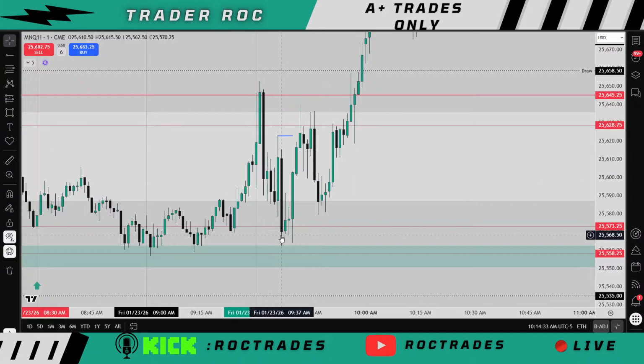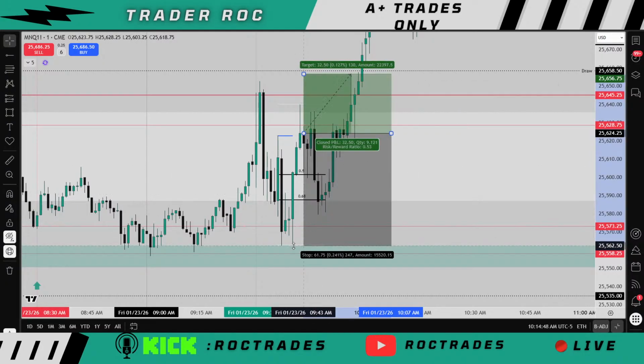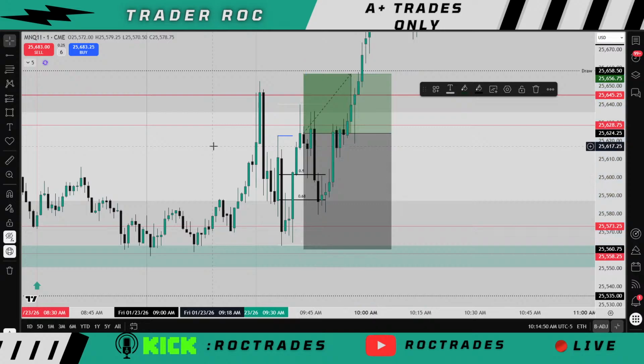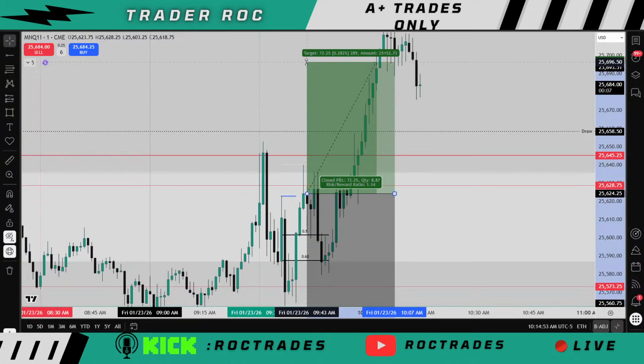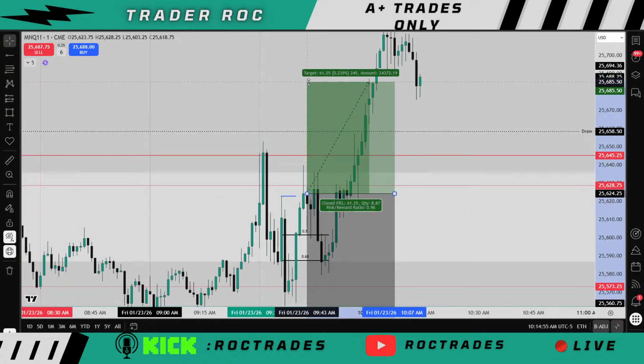What do? Pull back into this area, made a new high. From there, normally I probably buy this. Literally, we make a new high. I probably just buy it and put my stop something like this, 60-point stop, and just target a 1R, something like that.